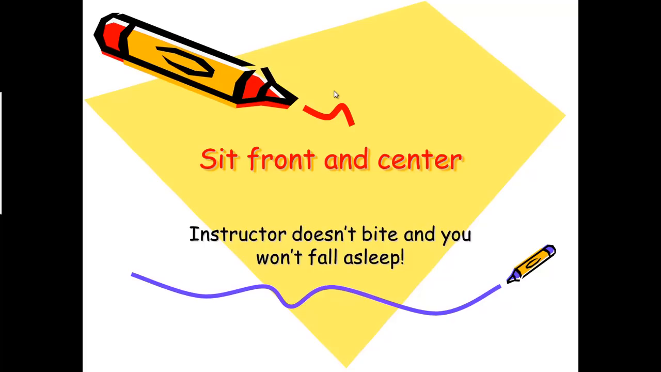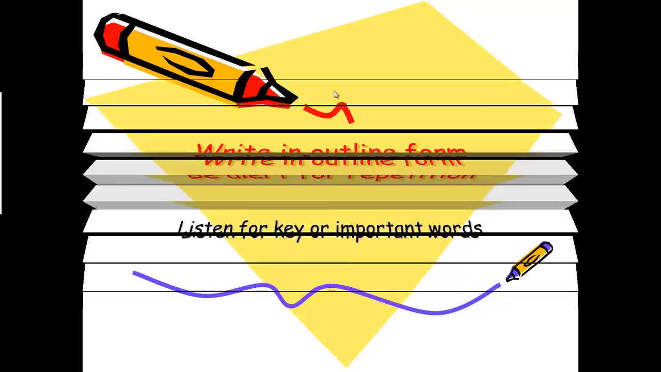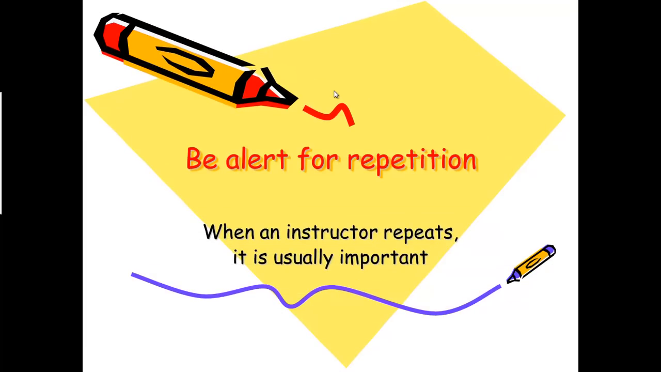Too many times, too many people want to stay in the back so the teacher won't call on them or whatever. You never know what's going to distract you in the back, so stay up front so you don't see all those things. And plus you can hear the teacher and see what they write on the board. Write in outline form, listen for key or important words, and usually most teachers will emphasize in some way those key terms that are important. Be alert for repetition. If they go back and say something more than one time, chances are it's important.